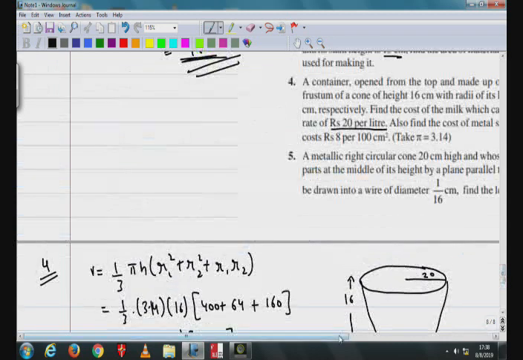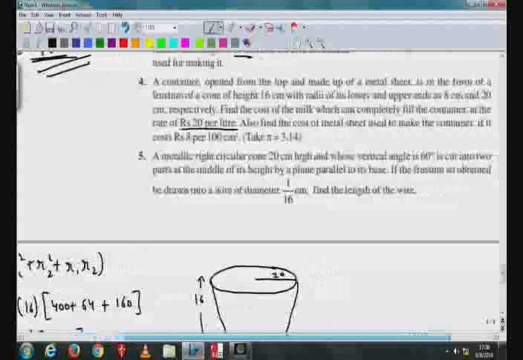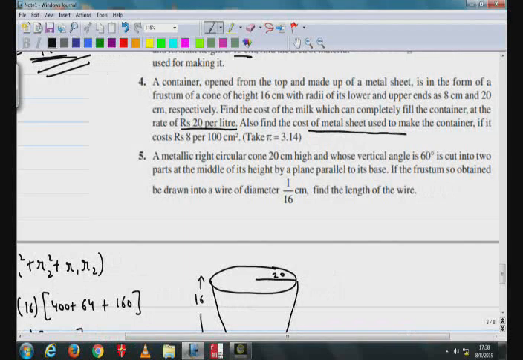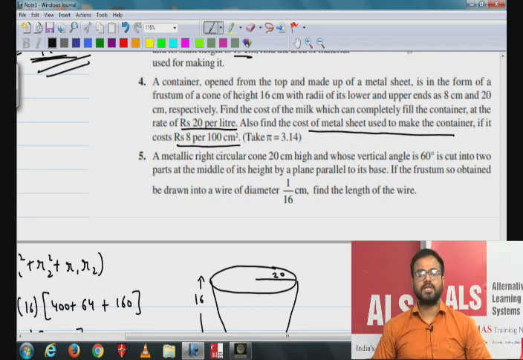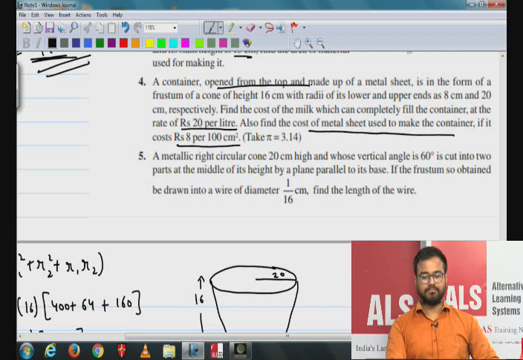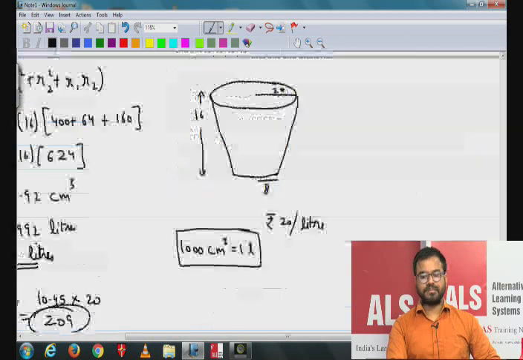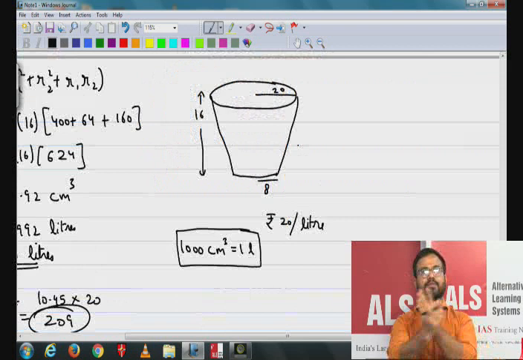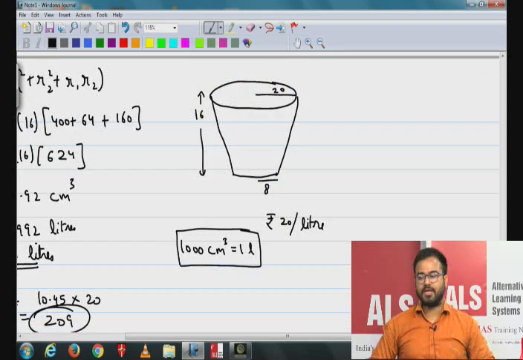The second part of the question is also the same thing. It says, find the cost of metal sheet to make the container if the cost of sheet is rupee 8 per 100 centimeter square. So cost of the sheet means you have to figure out the area, or you can say what is the amount of material used in making that one. Only thing you have to keep in mind is that the container is open from the top. So it means we will take into consideration the curved surface area and only the bottom area.